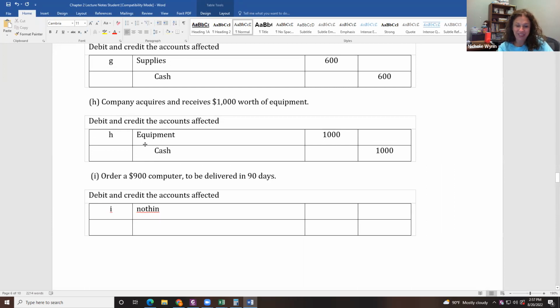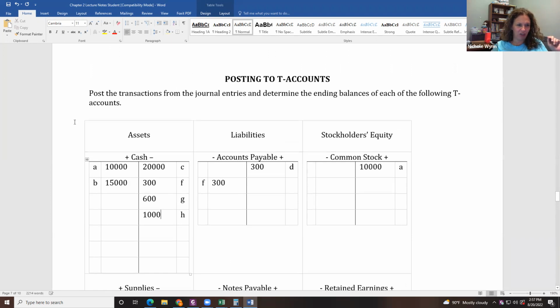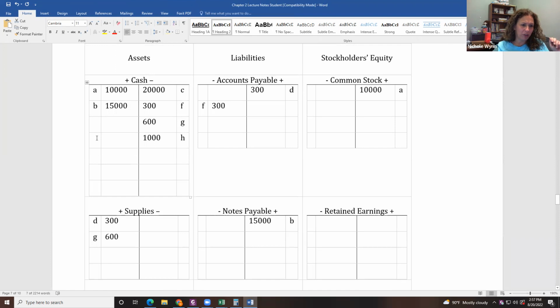All those are posted. And then letter I is nothing. So now we are done posting. Posting is the process of transferring it from the journal entries to the T accounts. So now I have to find the balance in each account. So post the transaction and then determine the balance. Before I try to determine the balance, I draw a line all the way across. So any account that has more than one transaction, draw a line across.